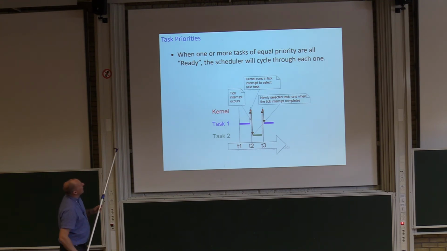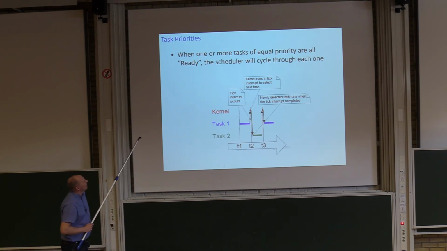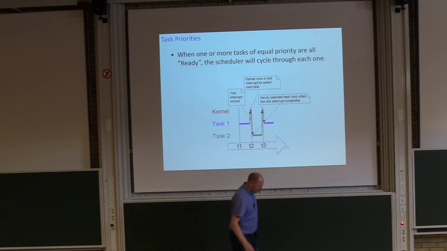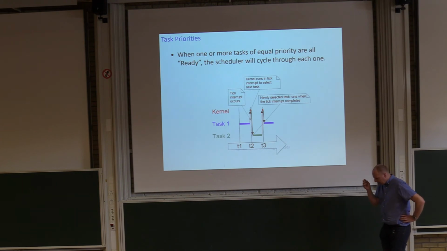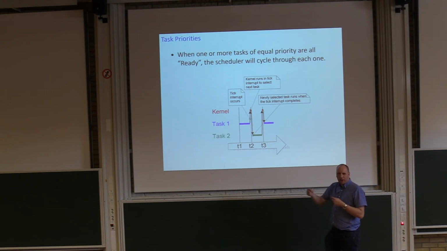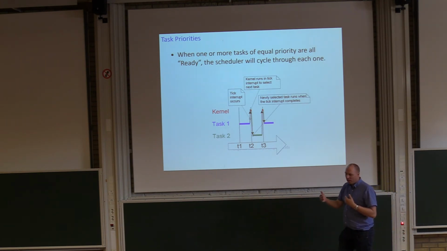So we talked about that with the priorities. When you have more tasks with equal priority, then the scheduler will cycle through each one. And there is something to know about when it comes to a real-time operating system: everything is divided into clock cycles, and a tick is a predefined number of clock cycles. That's something you can specify.